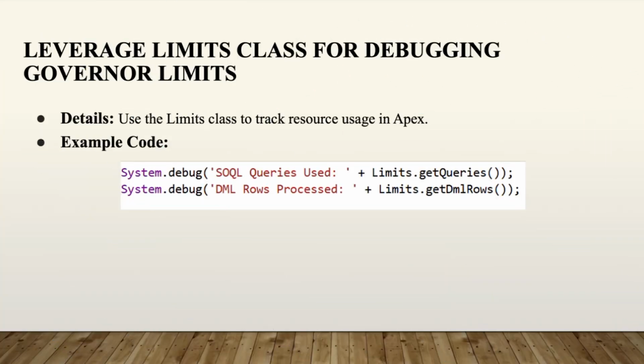The next one is to leverage the limit class for debugging the governor limit. Sometimes we may need to check whether a limit is already exceeded or not. This situation will occur when, in a single transaction, you have some code part which is not that important to execute. At that time, you can check the limit for the transaction, and based on that, you can decide whether to proceed with the further execution of that code block or not. So you don't get the exception and the complete transaction is not going to fail. So wherever possible, you can use that.